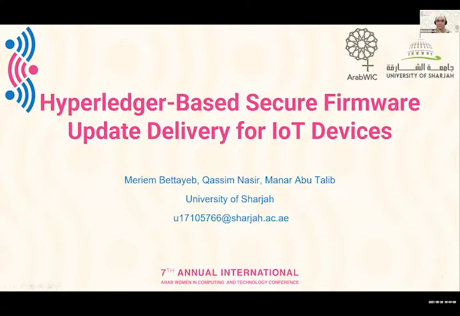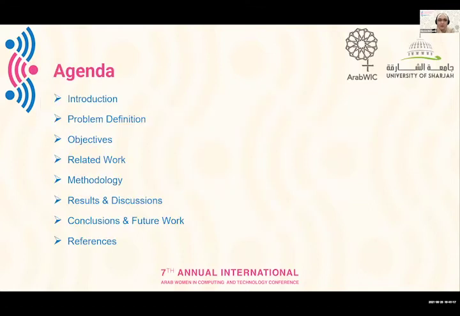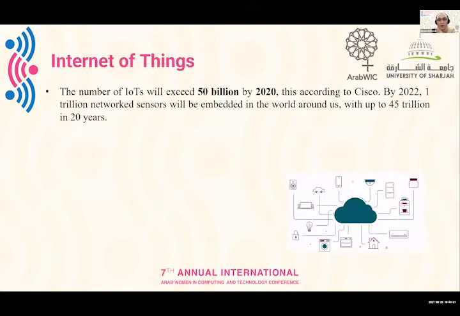Welcome, everyone. My name is Miriam Bittayeb, and I'm here to present my work about Hyperledger-based secure firmware update delivery for IoT devices. So this is the agenda of my presentation. We'll start with the introduction. The Internet of Things are objects that are connected to each other. And according to Cisco, by 2022, there will be 1 trillion devices that will be used in our homes in the future.